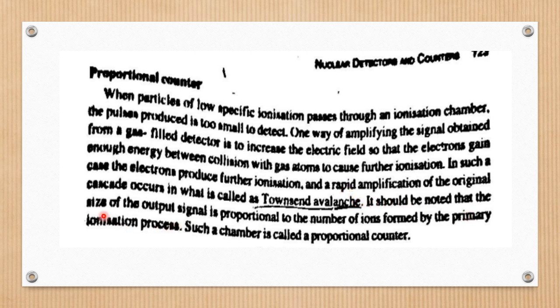It should be noted that the size of the output signal is proportional to the number of ions formed by the primary ionization process. Such a chamber is called a proportional counter.